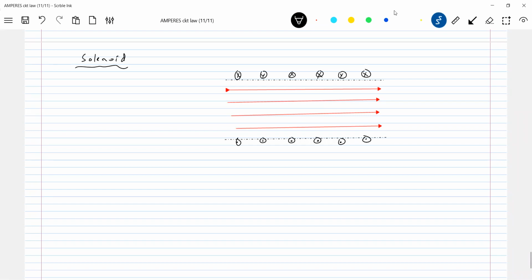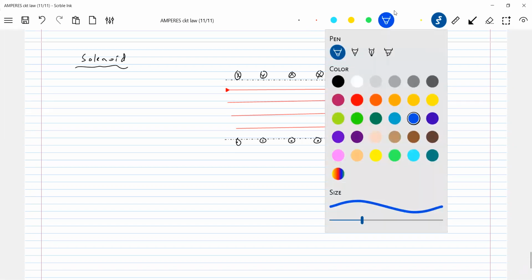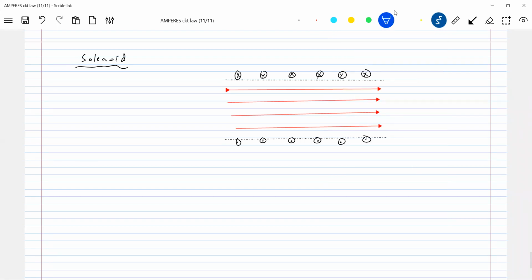Let small n be the number of turns per unit length. What should be the plane curve? What type of plane curve should I assume now? I'm going to assume a plane curve, dotted. Now, if you want, you can make it solid. There's a plane curve I'm assuming. So this you call a loop.